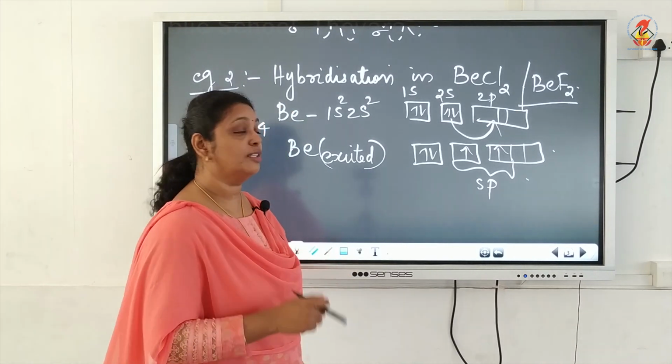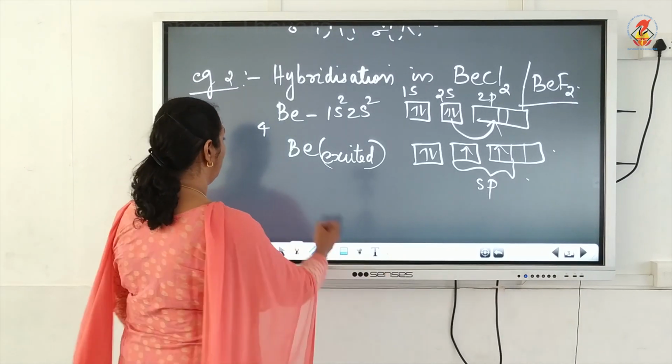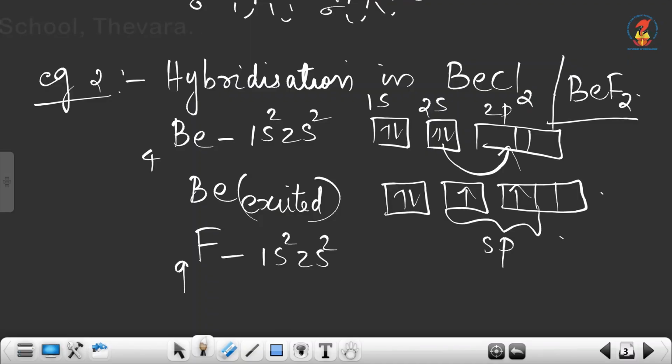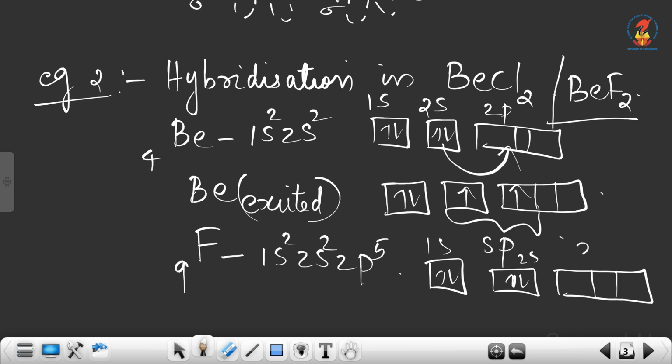Now let's see the electronic configuration of fluorine. Fluorine atomic number is 9, so the configuration is 1s2, 2s2, 2p5. Now 1s2, 2s2, and 2p has 1, 2, 3, 4, 5 electrons. Now you can see there is one half-filled 2p orbital in fluorine.